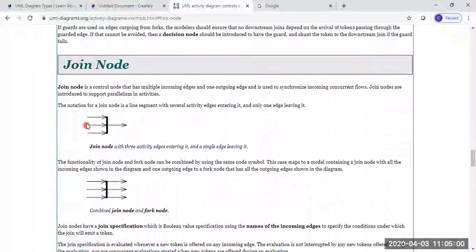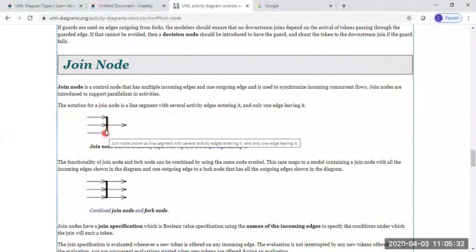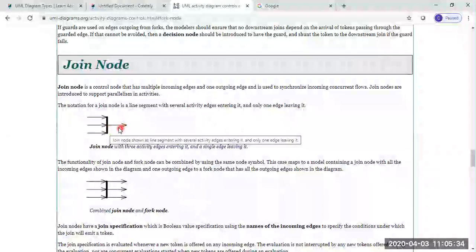What happens in a join? Suppose you have three incoming activities. All three incoming activities have to finish in order for the outgoing activity to be triggered. This is the difference between a merge and a join. In a merge, the alternate activities are just alternate, optional. Any of the activities can trigger the outgoing transition. But over here, all three are required to get finished at this join line, and only then this third activity would be triggered.